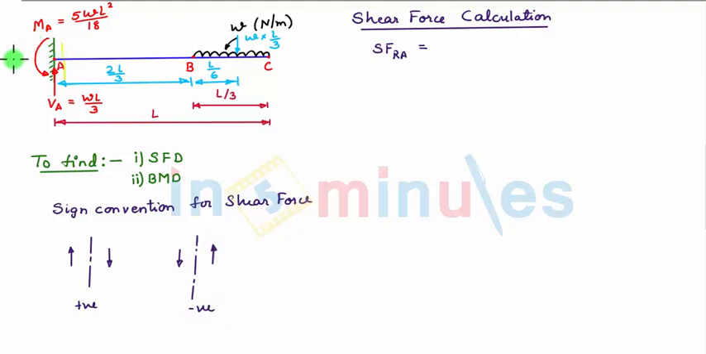So now, considering the left hand side of section, we see that there is an upward force which is VA of magnitude WL by 3. So shear force towards the right of A is equal to WL by 3, and this will be positive.